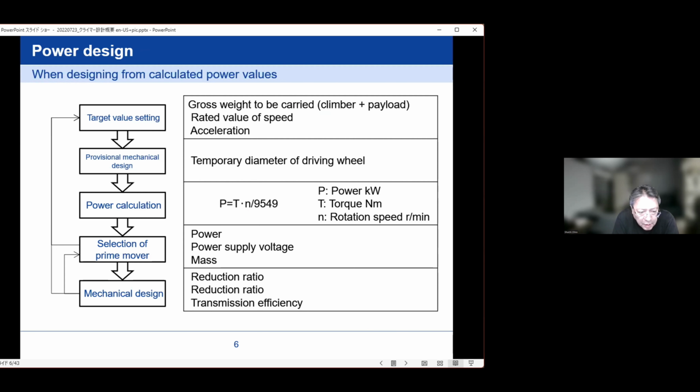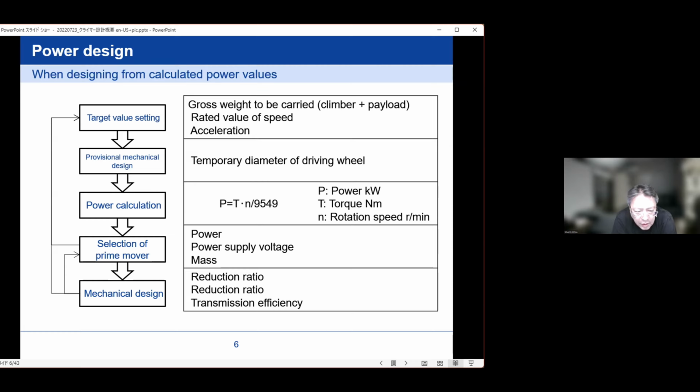When it comes to determining the prime mover, we set it based on the power, supplied voltage, and mass. Once that is decided, we proceed with the design, including climber design, frame, prime mover mechanism, transmission efficiency, etc. We design these, and if the numbers don't match, we go back to setting the target values or back to setting the limiting values, and we go through the cycle to refine the design.